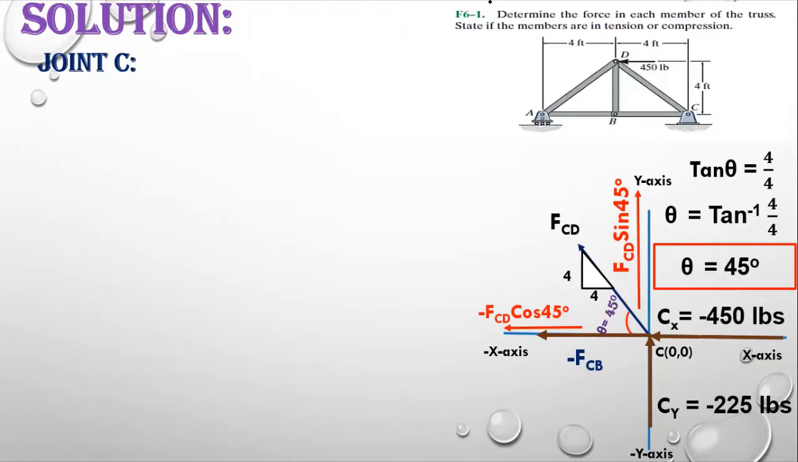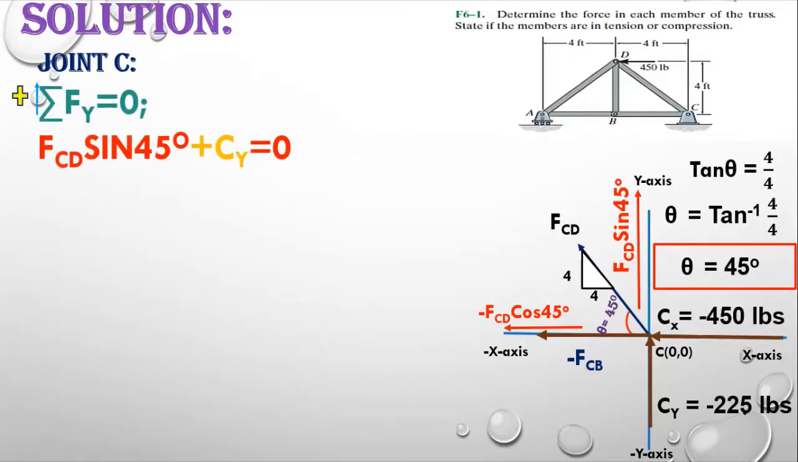Cx minus FCB. I think we have to sum up vertical forces first, so we will be able to calculate FCD. So we are going to sum up vertical forces here. You can see FCD. There are two forces acting over here. One is the FCD sine 45, and then there is a Cy.